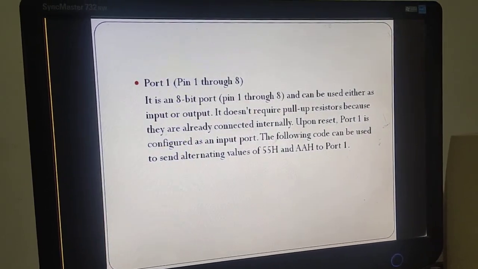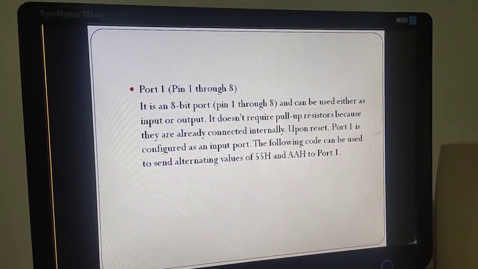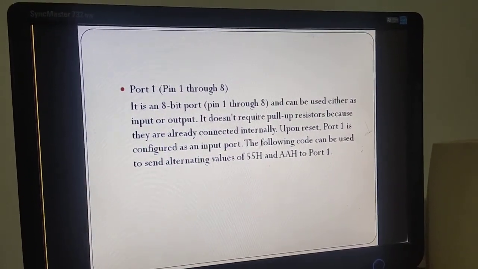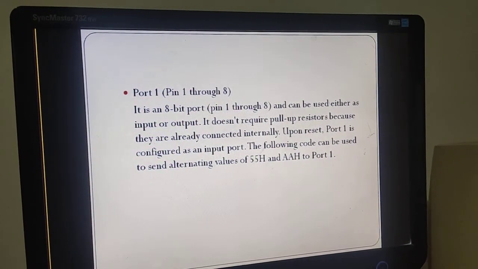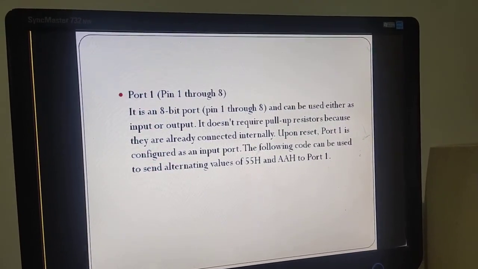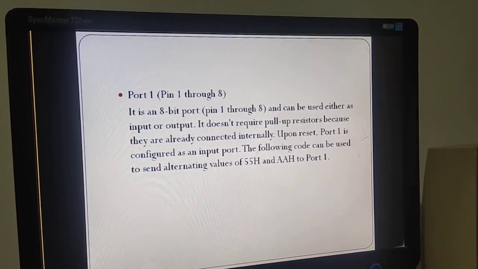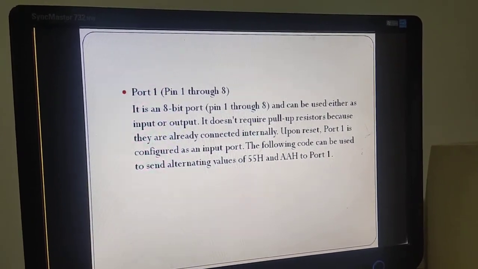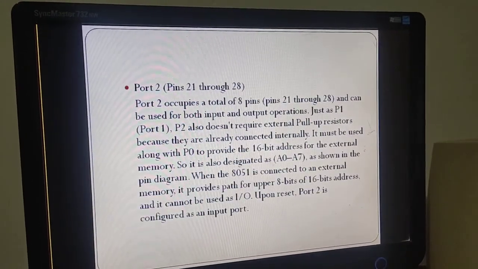Port number 1 is an 8-bit port which can be used as input or output, and it does not require any pull-up resistors because they are all internally connected. They can be used in programming. I have not mentioned any programming part because I am just going into the basic concepts of 8051. But programmatically we can code these ports to send values between 55 and AA.